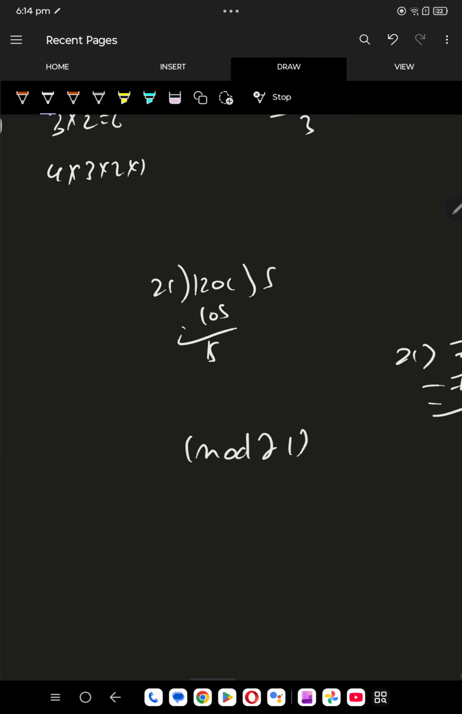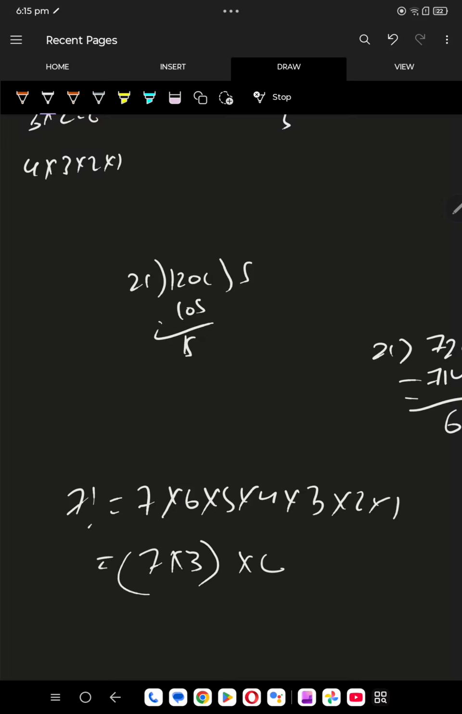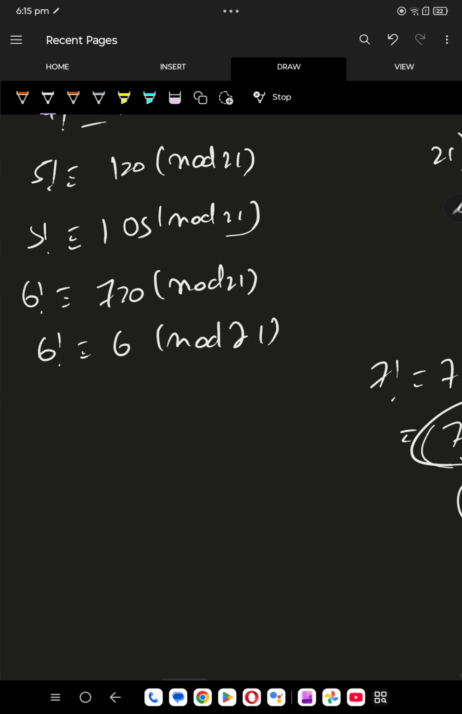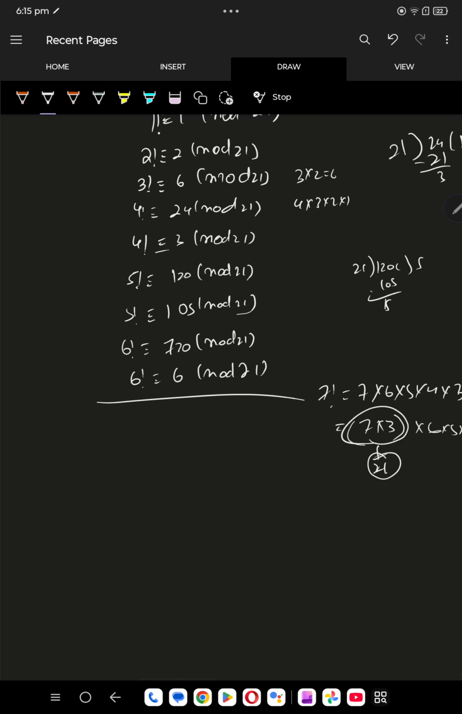Now when we take 7 factorial, that's going to be 7 into 6 into 5 into 4 into 3 into 2 into 1. That's going to be 7 into 3 into 6 into 5 into 4 into 2 into 1. 7 into 3 is what? 21. Now 21, if I'm going to divide, I'm obviously going to get remainder 0. So if remainder is 0, we're not going to consider it. If 7 factorial has it, then obviously 8 factorial also will have it, and 9, 10, all the rest, everything else will have it. So we're going to stop till here, and this much only we're going to add.